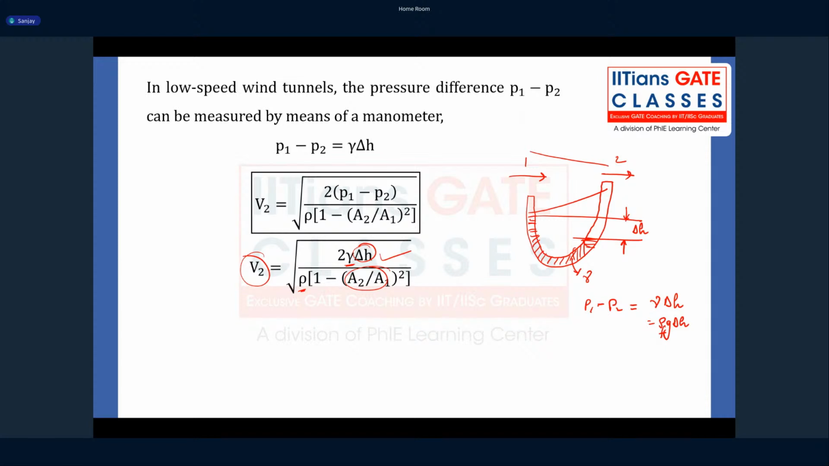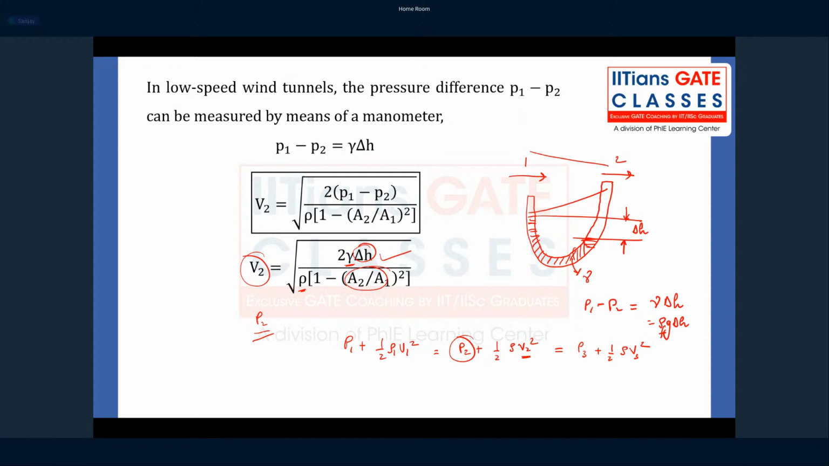Okay, so once you know V2, you can find out P2 using Bernoulli's equation, right? You again apply Bernoulli's equation, P1 plus half rho V1 square is equal to P2 plus half rho V2 square. Because you know P1 minus P2 and you know your V2, you can always find out P2. So you will know what is the pressure difference between the inlet and the test section. And you also know this is equal to P3 plus half rho V3 square.